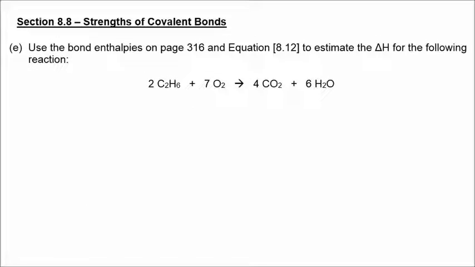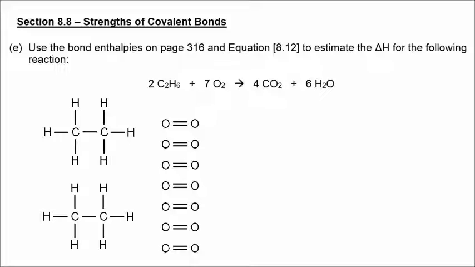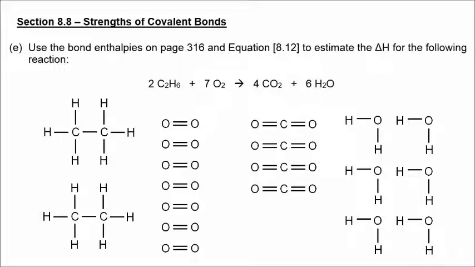Now we have another example of a reaction in which we have to use bond enthalpies to estimate delta H. We have C2H6, those are all single bonds. We have oxygen, diatomic oxygen, those are double bonds. We have carbon dioxide, which is a CO double bond. And we have water, those are all single bonds.